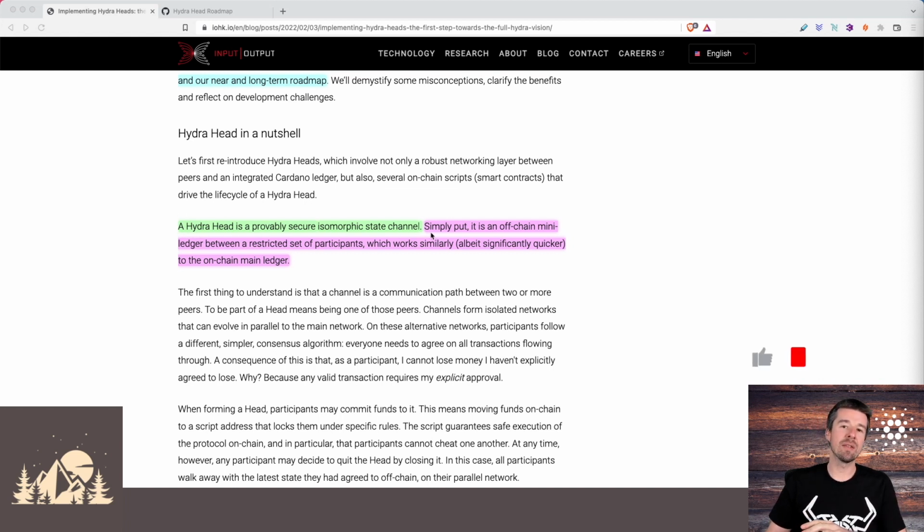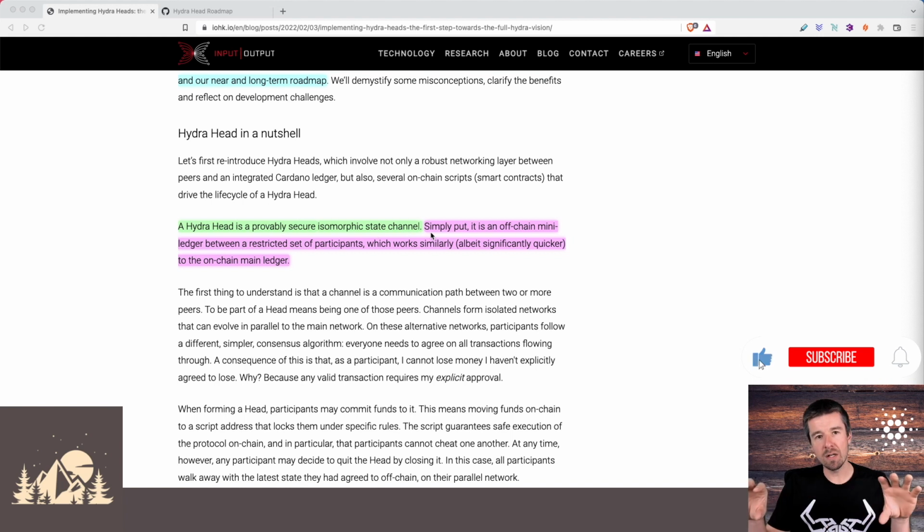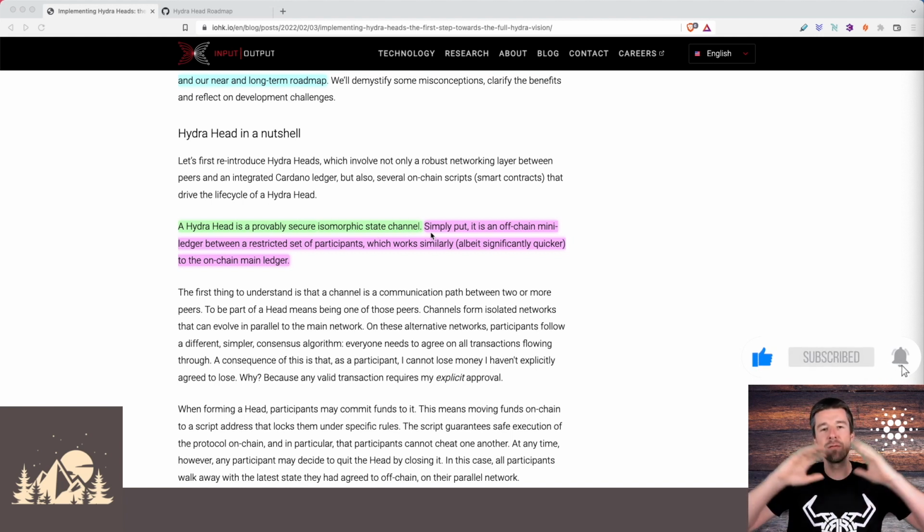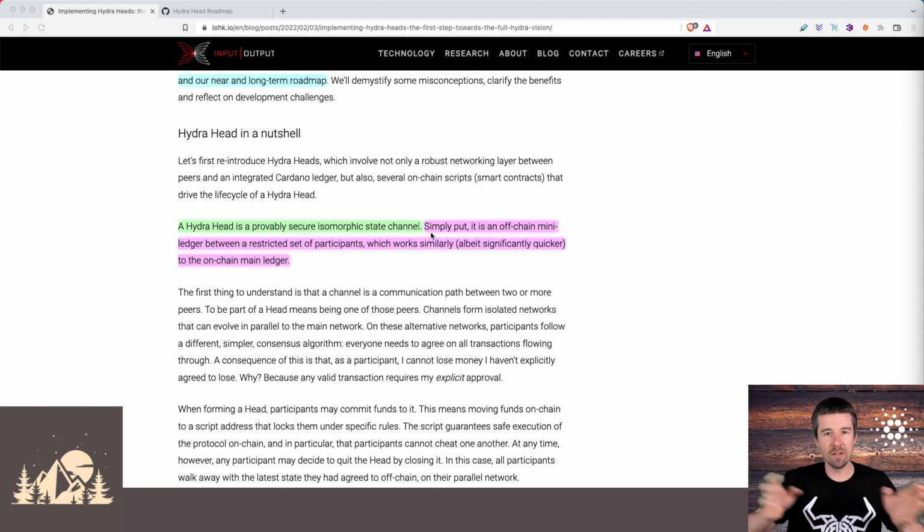And a simple way to think about this is if you think about the Cardano layer one blockchain as a ledger of transactions where everybody on the blockchain knows all the details of all the transactions, a Hydra head is an off-chain mini ledger that instead of including all participants on the blockchain has a restricted set of participants. And so it works similarly, but a lot faster than the main on-chain ledger.